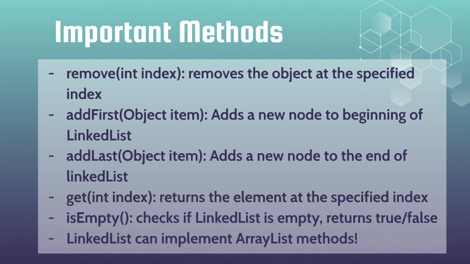And here are the methods for a linked list. It's important to remember that a linked list can also use array list methods. So the remove method removes the object at a specified index. The addFirst method adds a new node to the beginning of the linked list, while the addLast method adds to the end of the linked list. The get method returns the element at the specified index, and the isEmpty method checks if linked lists are empty or not. If it's empty, it returns true, and if it's not empty, it returns false.